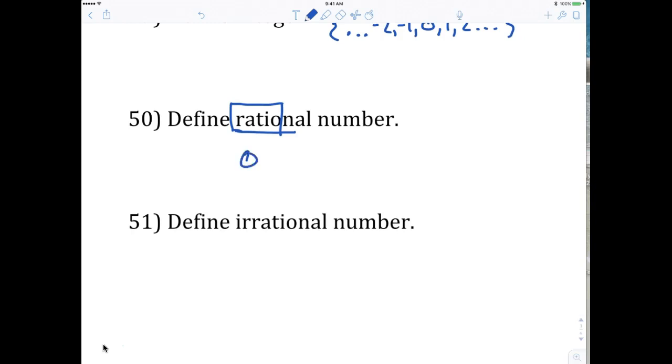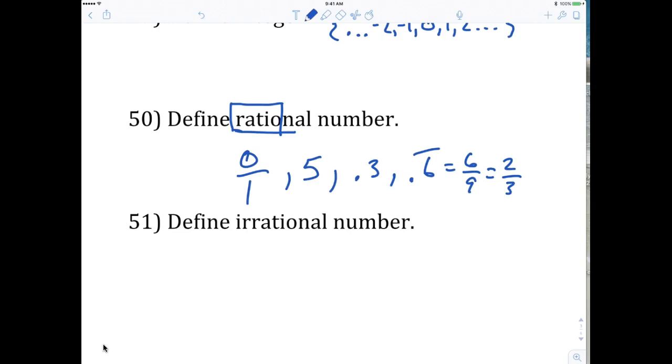Can 0 be written as a fraction? Yes, because 0 is the same as 0 over 1. It could be 0 over 10. Right? Can we write 5 as a fraction? Of course. Can I write 0.3 as a fraction? Yes. Can I write 0.6 repeating as a fraction? Yes, it goes over 9. Smart. So it reduces to 2/3, right?